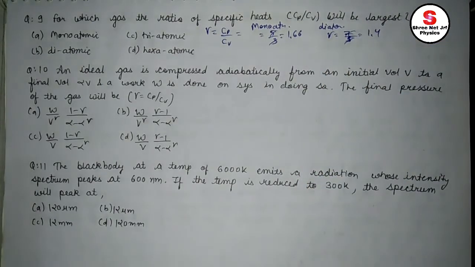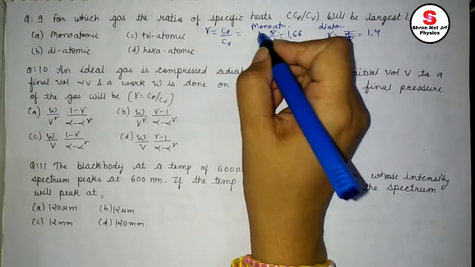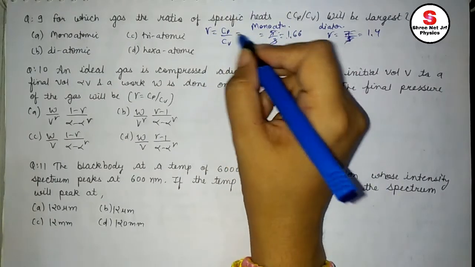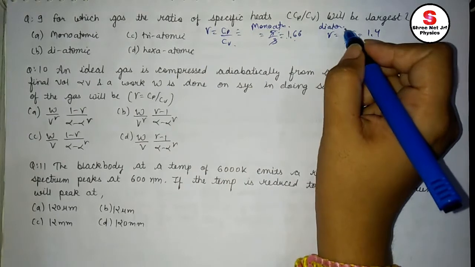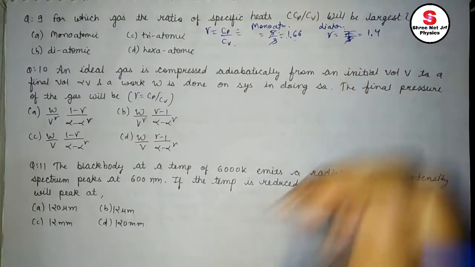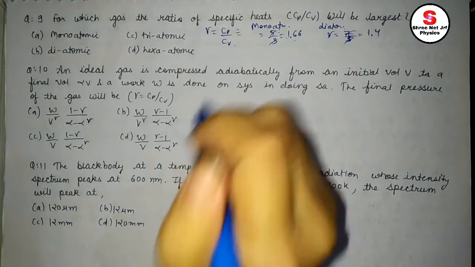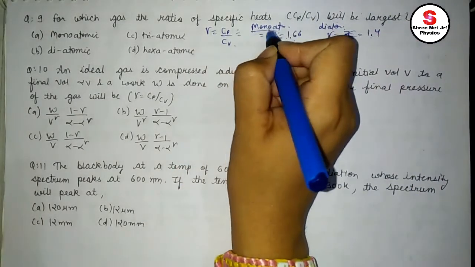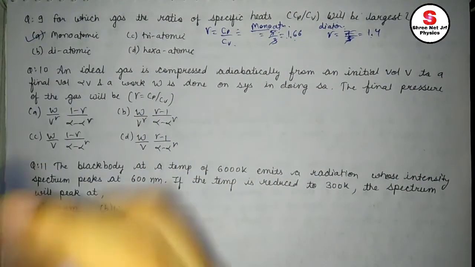1.4. According to the degrees of freedom, we find Cp and Cv. Here the ratio gamma equals Cp by Cv is 1.66 for monoatomic. For diatomic it is 1.4, and as we move further, this ratio becomes lower. We need to find the largest ratio, which is for monoatomic. Here A is our right option.